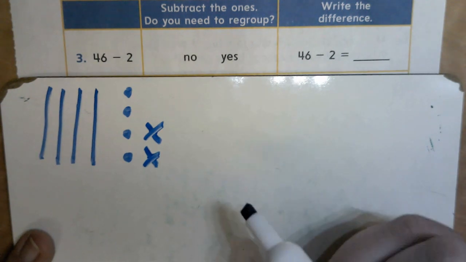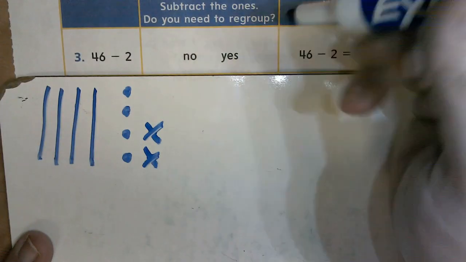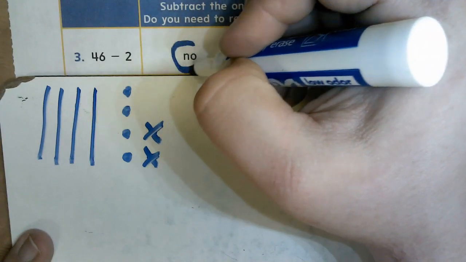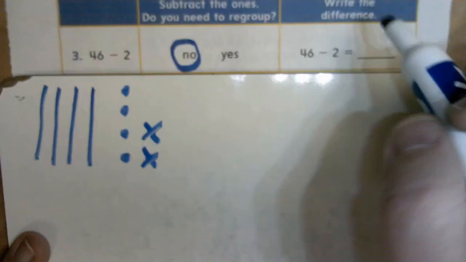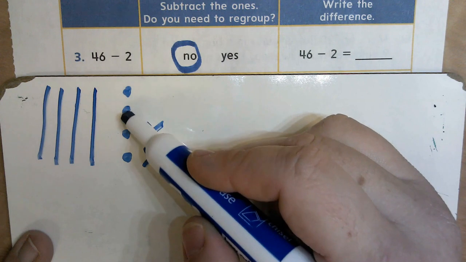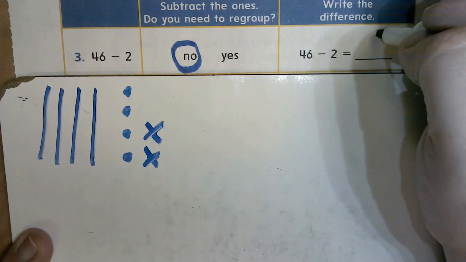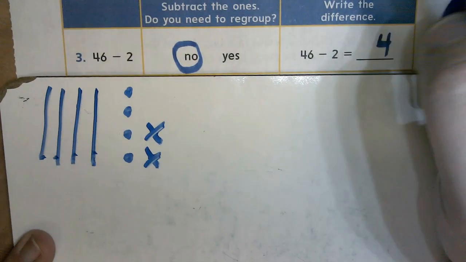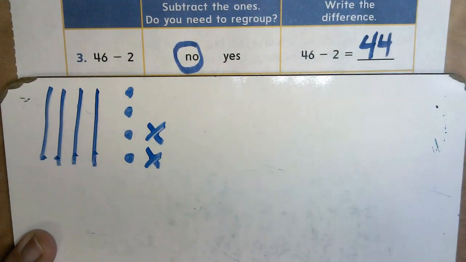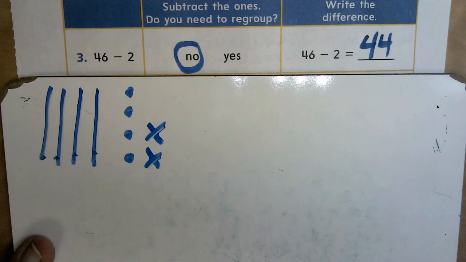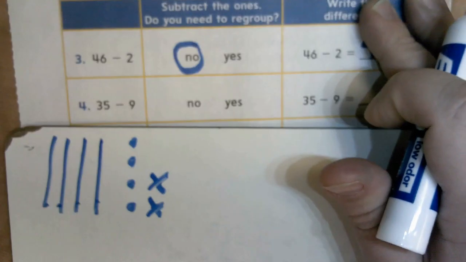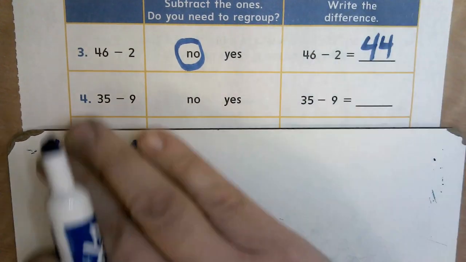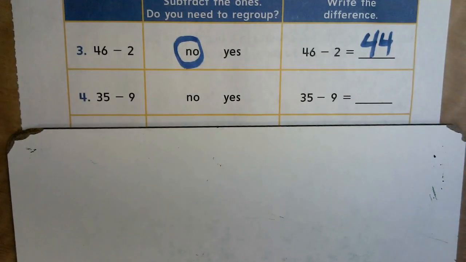Well, I'm done. Did I need to regroup? No, I did not. What is the difference between these? Well, I've got 1, 2, 3, 4 left in my ones place, and I have 1, 2, 3, 4 groups of 10. So my answer here was 44. Well, that was a pretty easy one because I didn't have to regroup on that. Well, let's go ahead and take a look at number 4 and see if we get lucky again or if we have to do a little bit more challenging one.